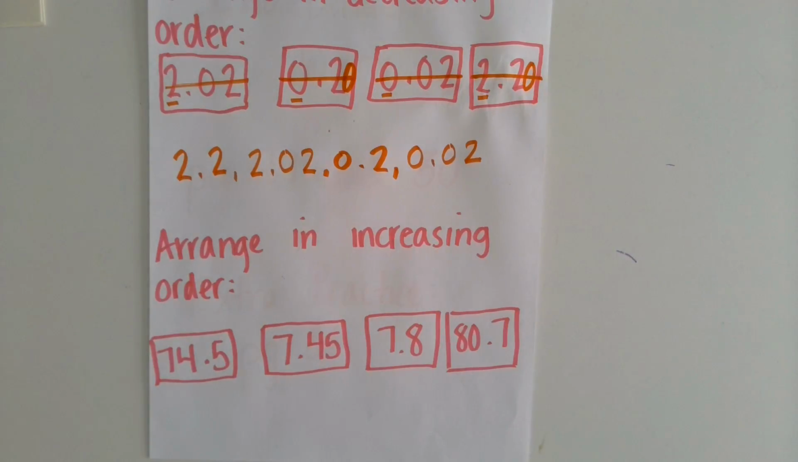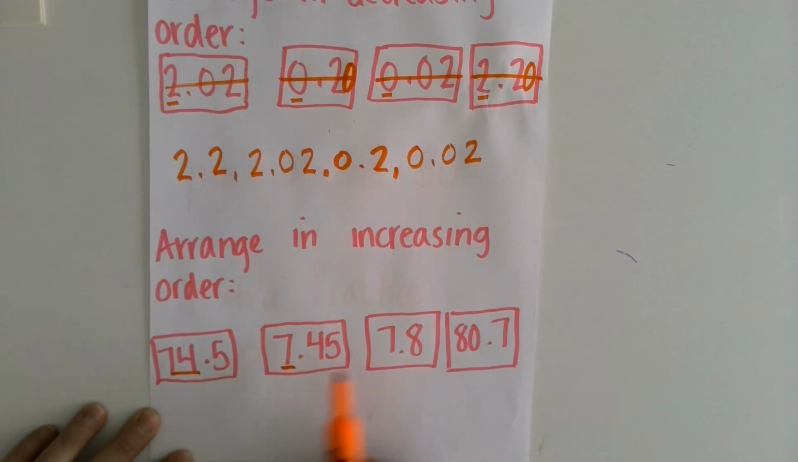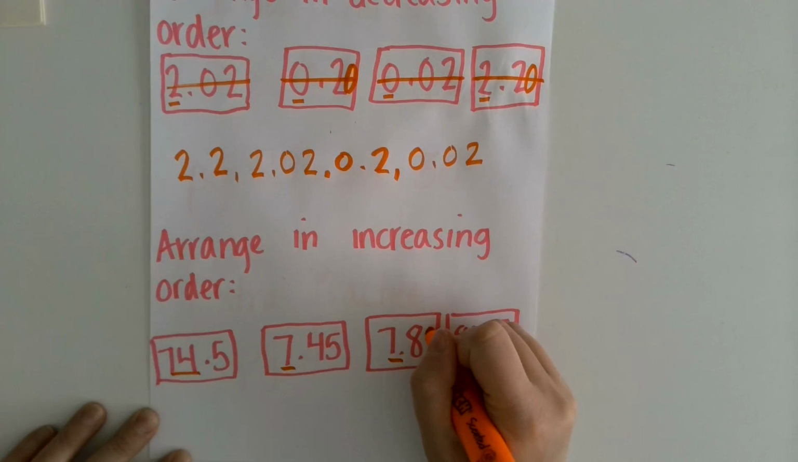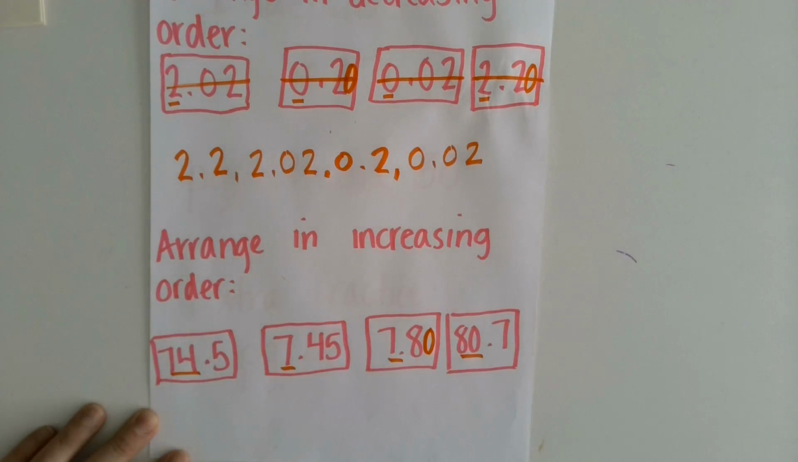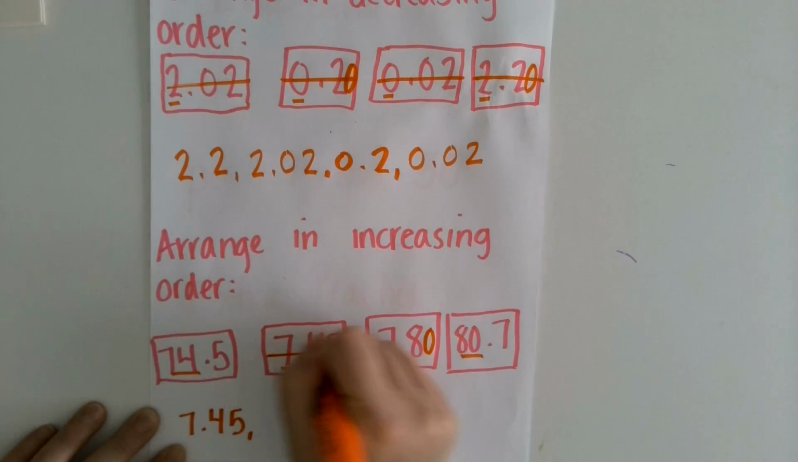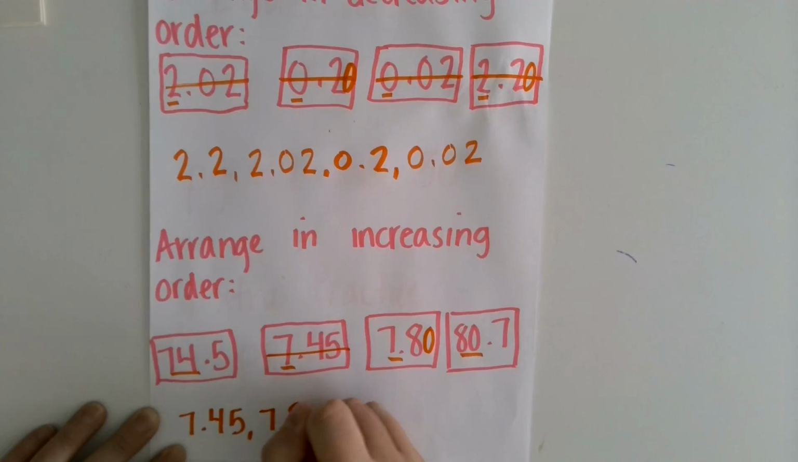Okay, so you're back. Hopefully you have an answer. Let's see if you were right. I'm going to be looking for the smallest decimal to start with. So I have 74, 7, 7, and 80. For my smallest decimal, it's going to be one of these two. I notice I have 2 places here and only 1 here, so I'm going to add that 0. And then I have 45/100ths or 80/100ths. So for my smallest decimal, it's definitely going to be this one to start. And then this is going to be my second one.